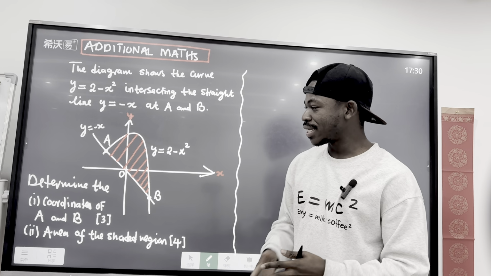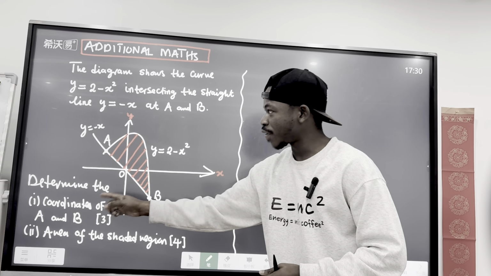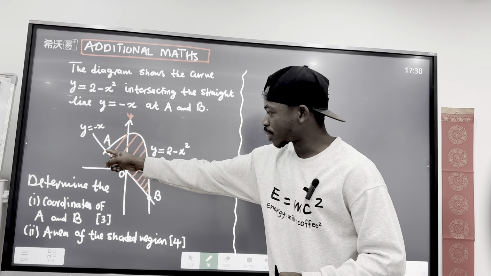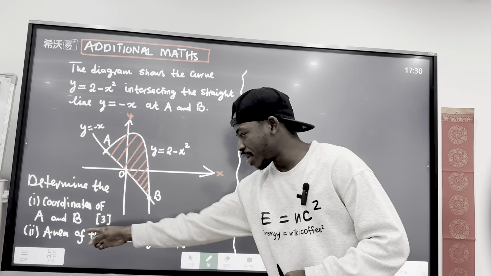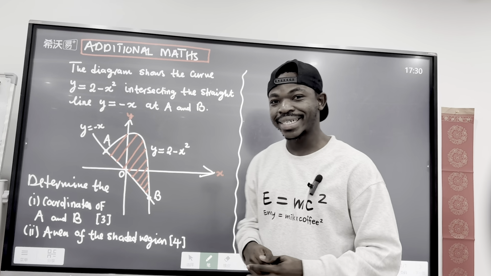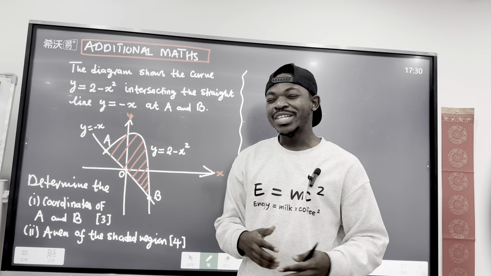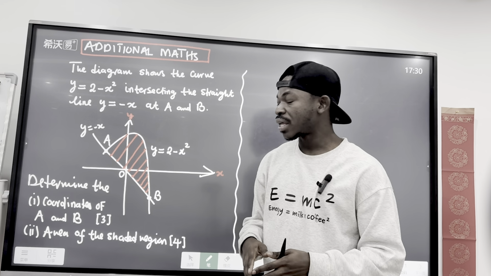The question says determine, number one, the coordinates of A and B. Then the other question says find the area of the shaded region. So what is this area that has been shaded there? Let's just do it together. I'll first of all start with the coordinates.